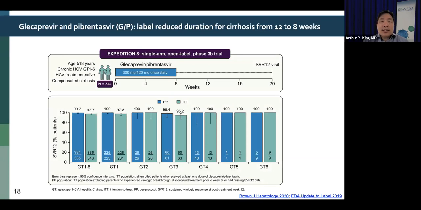And this study looked at GP, or glecaprevir and pibrentasvir, for 8 weeks for those with cirrhosis. And you can see, again, really excellent results for patients who had never been treated before. And so this results in this being a pan-genotypic regimen. We don't have many patients represented here with genotypes 5 or 6, but there are other studies which in aggregate verify the ability to cure pan-genotypically, or for all genotypes.